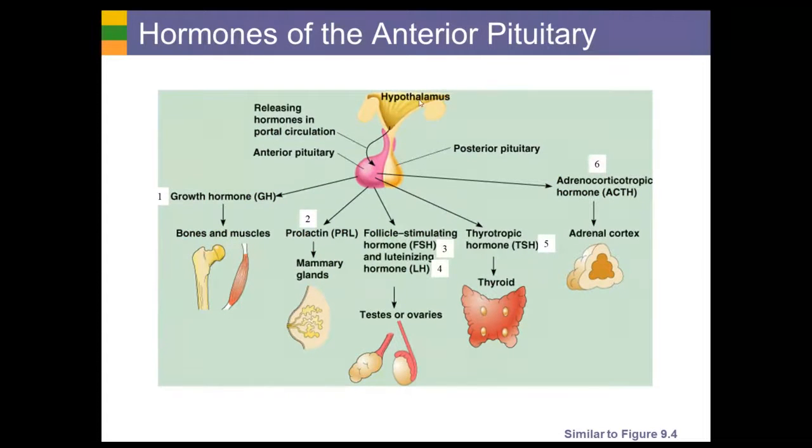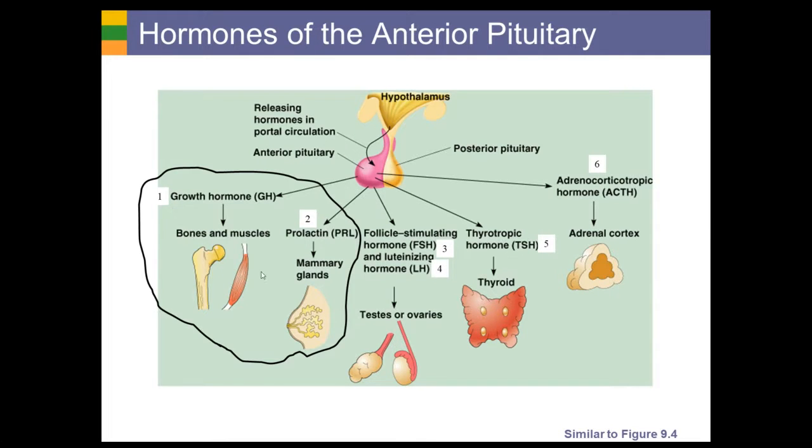Okay, so this is the hypothalamus, and this is shown here in, what is this, magenta, purple? I don't know, the anterior pituitary gland. The anterior pituitary gland produces 6 very important hormones. They include growth hormone, prolactin, follicle stimulating hormone, thyrotropic hormone or thyroid stimulating hormone, and ACTH, adrenocorticotropic hormone.